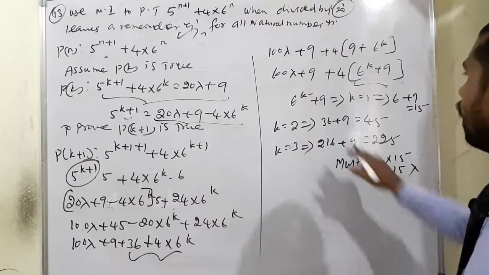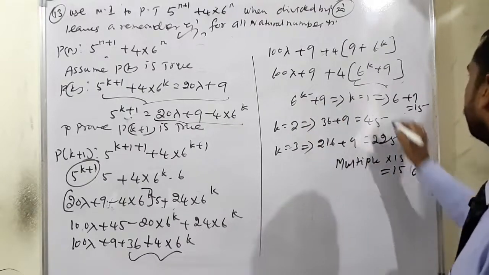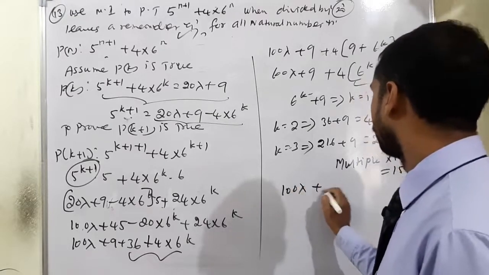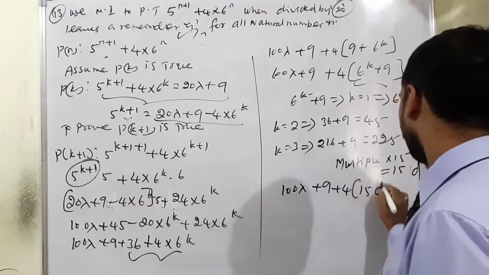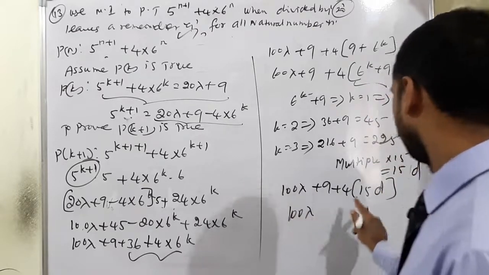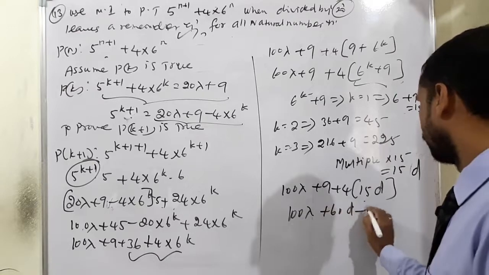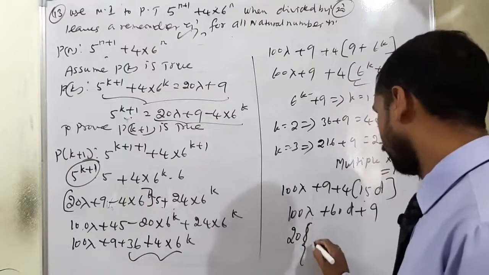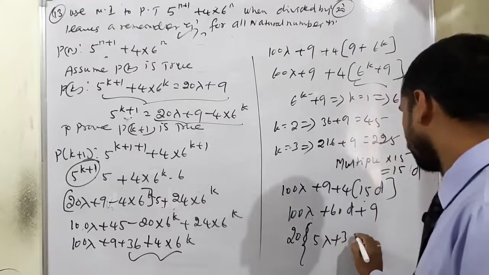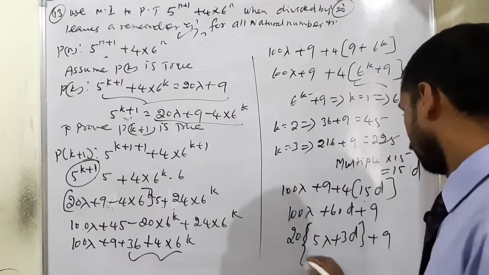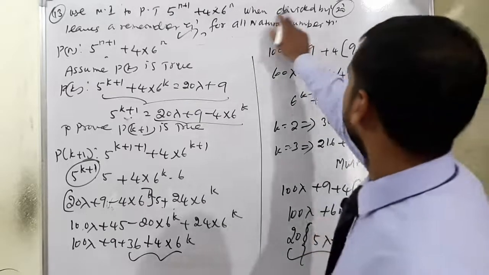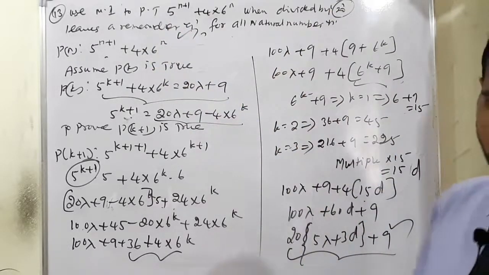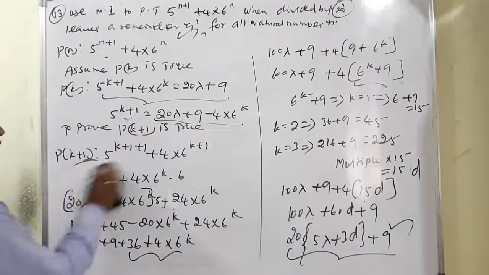So multiple into 15 means some values. So we can say 15 into d, something. Instead of 6 power k plus 9, we can say 15 into d. Therefore, 100 lambda plus 9 plus 4 into 15d. Therefore, 100 lambda plus 4 into 15 means plus 60d plus 9. Again 20 take common outside, from the first 2 terms, 100 lambda means 5 lambda, 60d means 3d, then plus 9. So look at there. When divided by 20 leaves a remainder 9. Therefore, we can say P of k plus 1 is true.